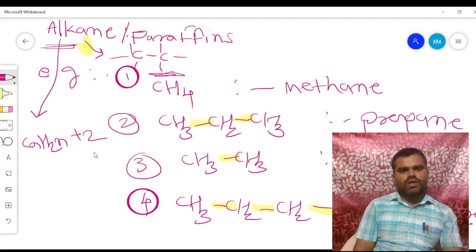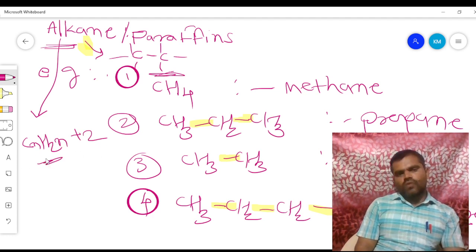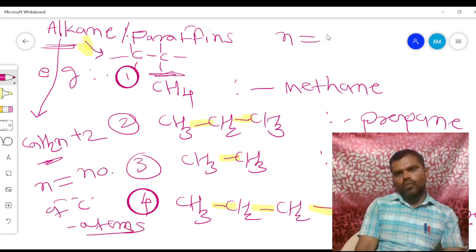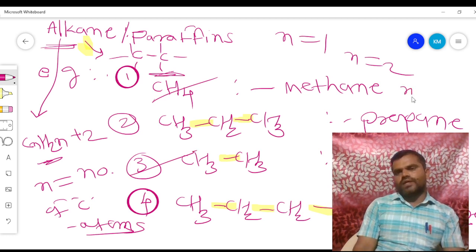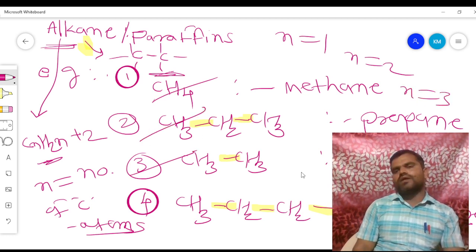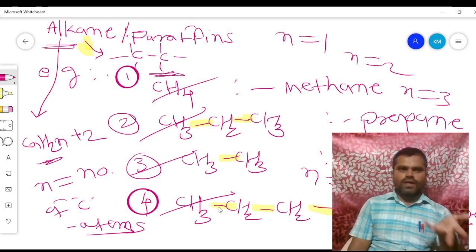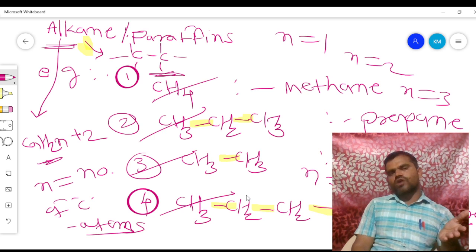And the general formula of alkane is CnH2n+2. Here n is equal to the number of carbon atoms. If n is equal to 1, then what we get? Methane. If n is equal to 2? Ethane. If n is equal to 3? Propane. If n is equal to 4? Butane. In this way, these are the four members of alkanes, and the general molecular formula of alkane is CnH2n+2.